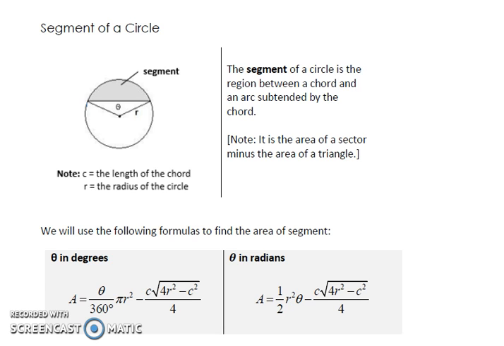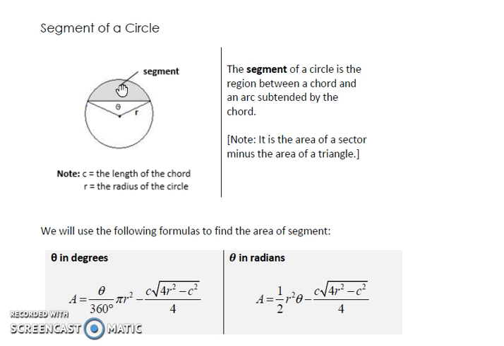Segment of a circle. The segment of a circle is the region between a chord and an arc subtended by the chord. So this line here is called a chord. So the segment is the region between this chord and this arc that's subtended by the chord. So here's the arc of the circle and a chord that makes up this segment here. Note that C represents the length of this chord and R is the radius of the circle. We have formulas here for calculating the area of the segment. We use a different formula based on whether the angle is given in degrees or radians.